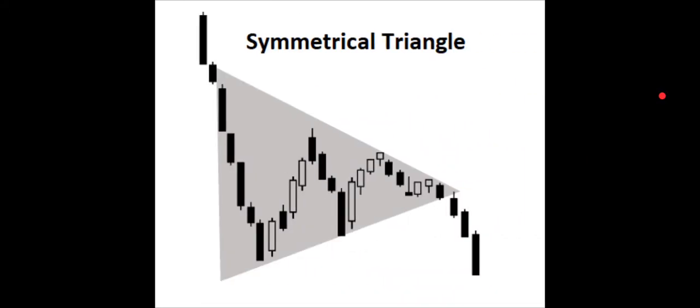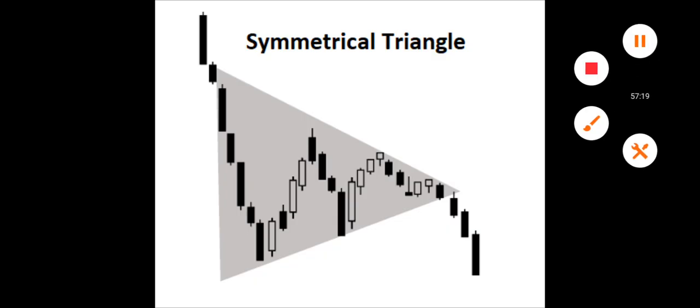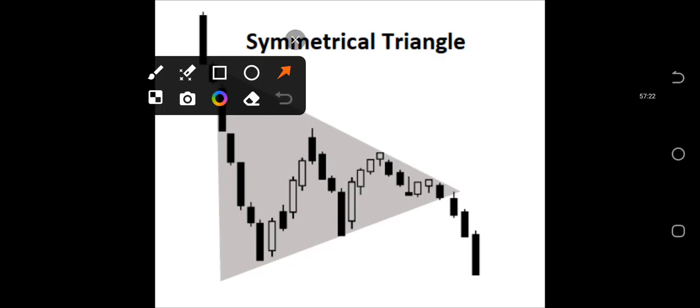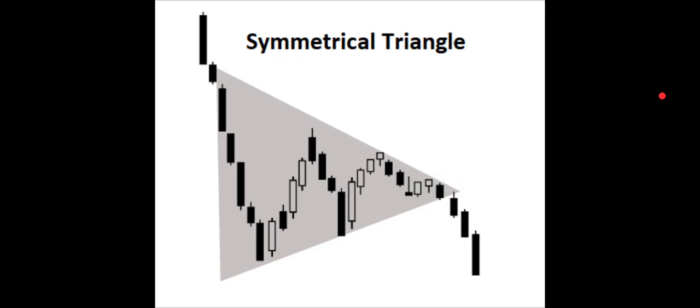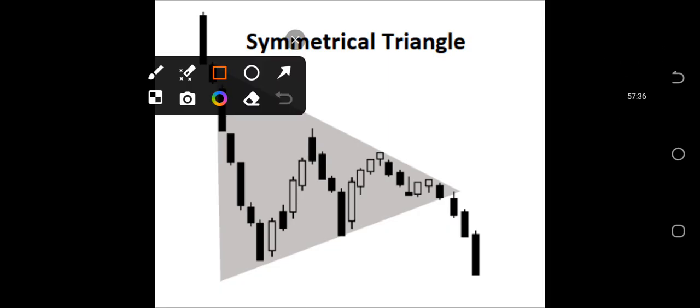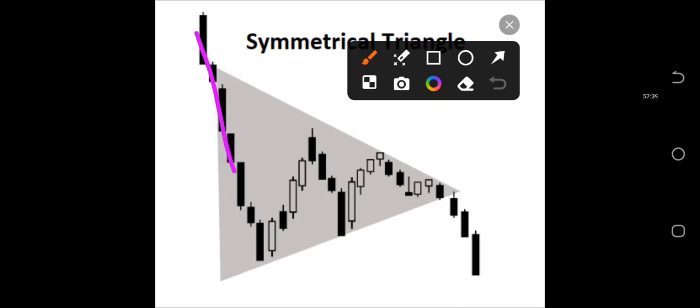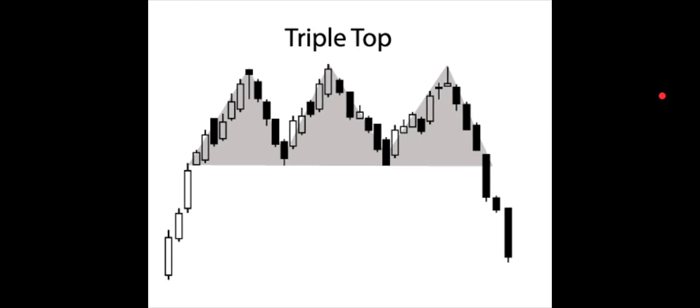We have talked about this symmetrical triangle already. This is a symmetrical triangle. A breakout to the lower side, the market will fall. Look at the breakout area, the market falls. You can see it is moving like this, gradually fading like that, until eventually you see a breakout. So this is technical analysis, please.